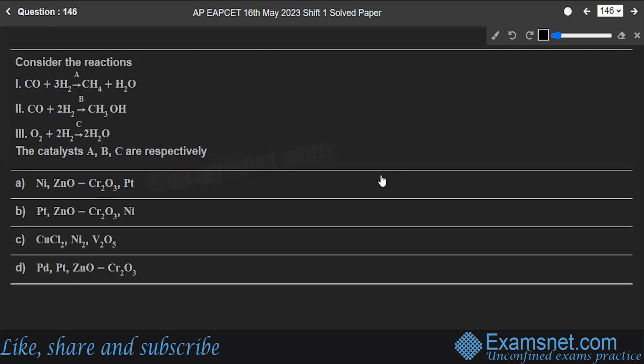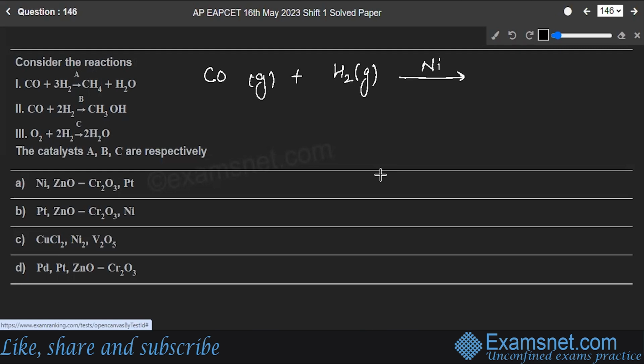Consider the following reactions. The catalysts here, A, B, C, are respectively. Let's see the first reaction. Carbon monoxide reacted with hydrogen gas in the presence of A, which is nickel, gives you methane and water. This is in the gaseous form. Let's write down these equations over here. So you have carbon monoxide, this is in the gaseous form, plus hydrogen, of course, in the gaseous form. This reacts in the presence of nickel, the catalyst. This gives you methane in the gaseous form plus water in the gaseous form.